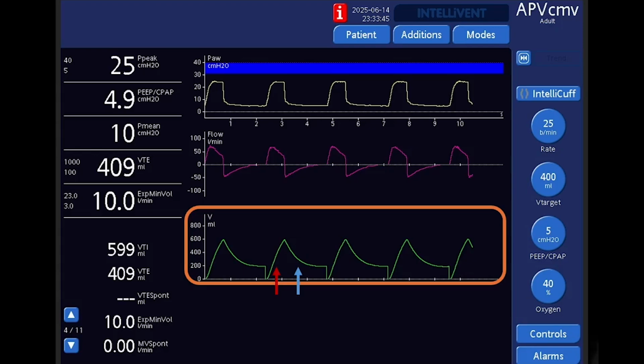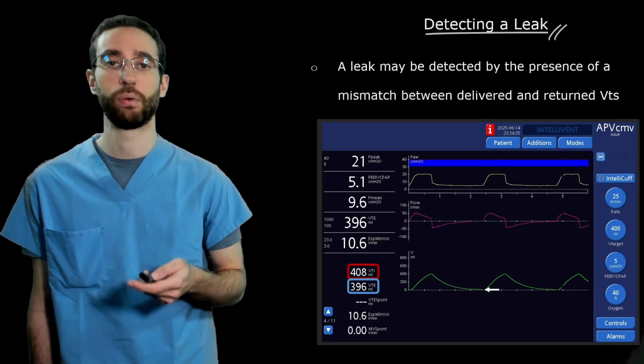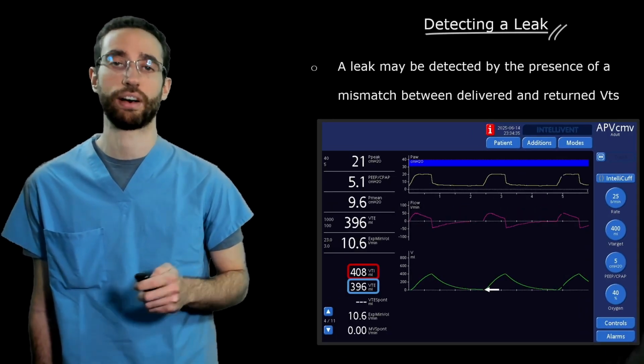When a new inspiration starts, the graph does a sharp reset, so we can start measuring delivered volumes from zero again. This sharp reset, pointed by the white arrow, is often called the square root sign, and is a quick and easy way to detect the presence of a leak. The height of the sharp reset will also tell us about the severity of the leak. Note how the sharp reset disappears and the difference between inhaled and exhaled volumes almost disappear after we tighten the loose pieces of the circuit.